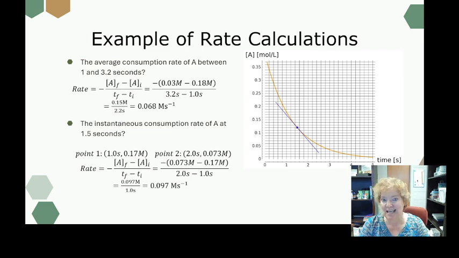If I wanted an instantaneous consumption rate of A at 1.5 seconds, I would go to 1.5 seconds and draw a tangent to the curve. Notice this blue line is just kissing it at the point, touching at the 1.5 second point. Now I'm going to choose 2 points on this blue line. At 1 second, instead of 0.18 where the curve is, I'm looking for the blue line, and it's 0.17. And if I look at 2 seconds, it's a little bit above this line.